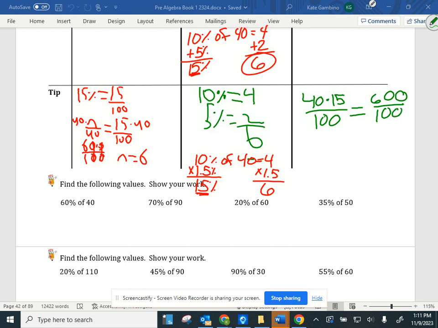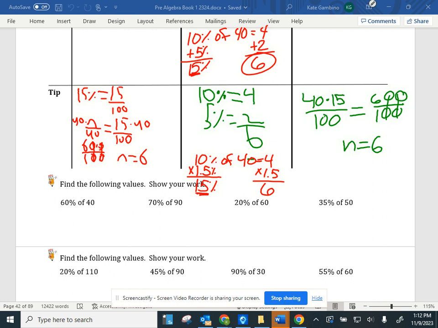So Lakely knew we wanted 40 times that 15%, that 15 over 100. So 40 times 15 gave us 600 over 100. So we simplify 600 over 100 and we get that $6 tip. All of the ways that we figured out the tip gave us the same answer. Any questions on those?